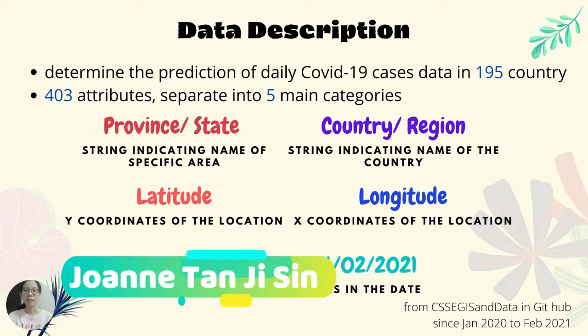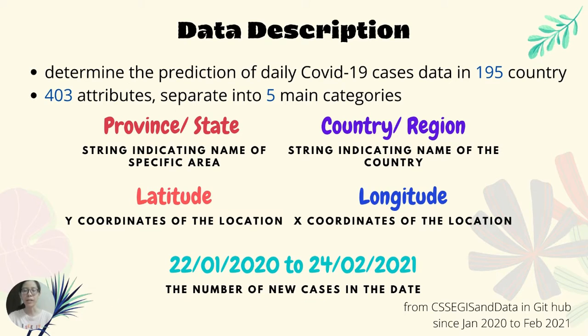Hi, I'm Joanne. I'm going to present the data description of this project. Our dataset comes from the CSSE data in GitHub, which acquired daily COVID-19 data from the countries of the world from January 2020 to February 2021. There are 195 countries involved in this dataset for analysis. Hence, the dataset is used to determine the prediction of daily COVID-19 cases in all countries.